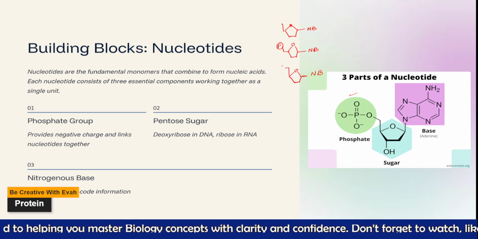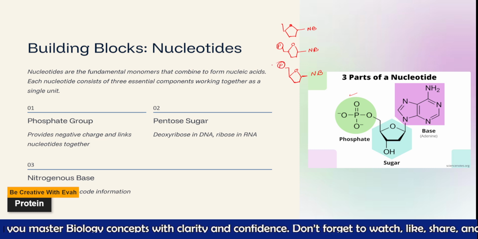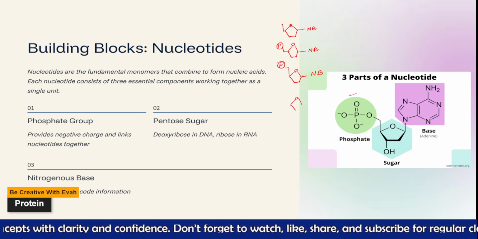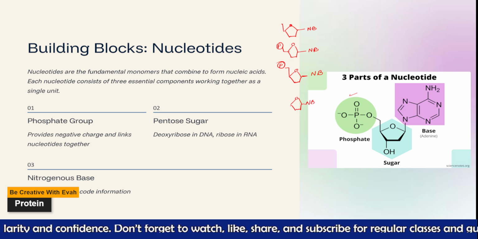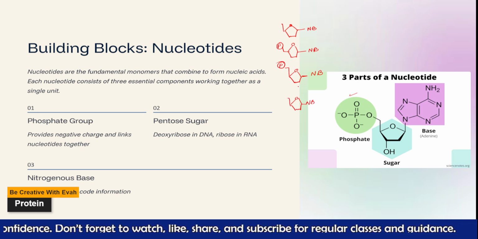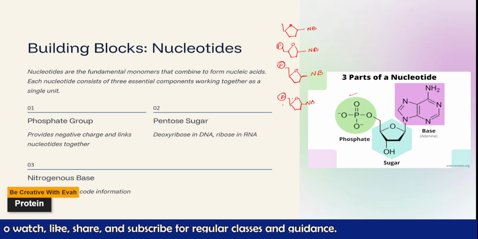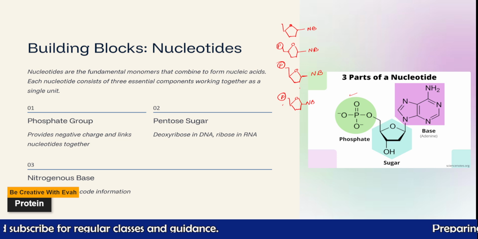In the fifth carbon atom, the phosphate group is attached. Like this, there is a long chain of nucleotides that forms the polynucleotide chain. Why am I telling you about the polynucleotide chain here? Because nucleic acids are made up of polynucleotide chains.